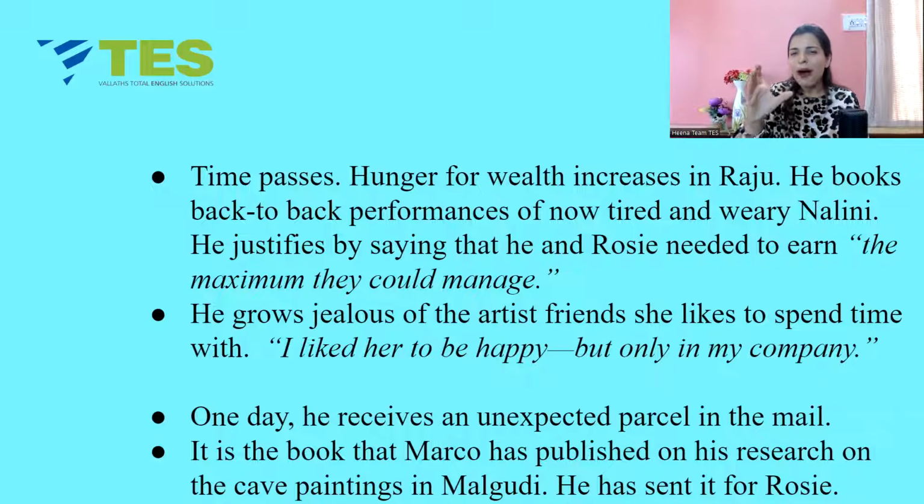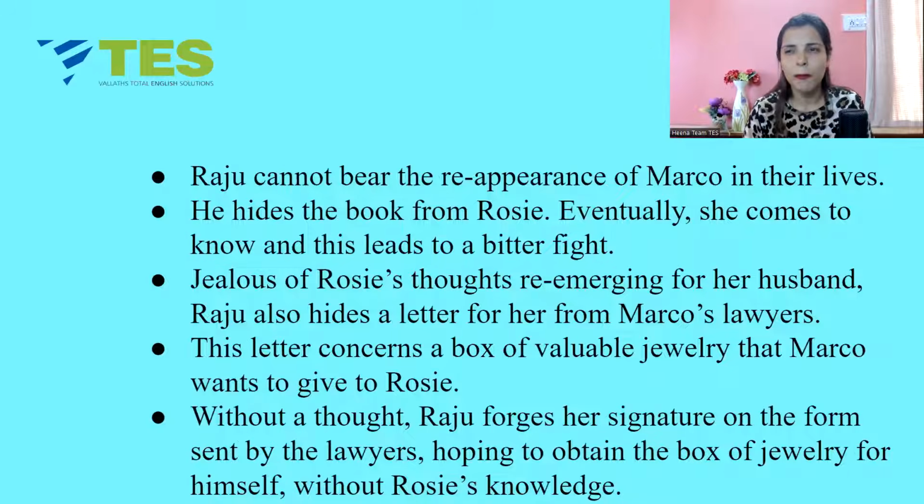One day, Raju receives an unexpected parcel in the mail. A parcel comes in the mail, some box arrives. What is there? It is the book that Marco, Rosie's husband, has published on his research on the cave paintings in Malgudi. He has sent it for Rosie. So the husband remembered his wife, the book has been sent, but what will happen? Raju cannot bear the reappearance of Marco in their lives, so he hides this book from Rosie. Eventually, she comes to know, and this leads to a bitter fight between the two of them.